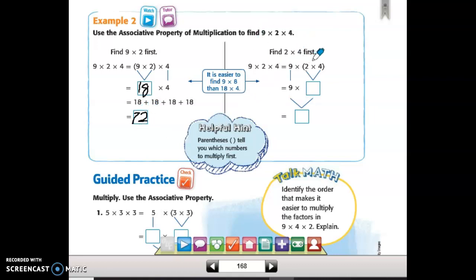The other way is to find 2 times 4 first. Oops, sorry, I wrote 4. It should be 8. Silly me. And 9 times 8. That I recognize. 9 times 8 is 72.